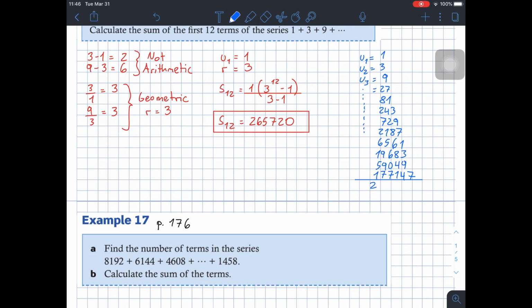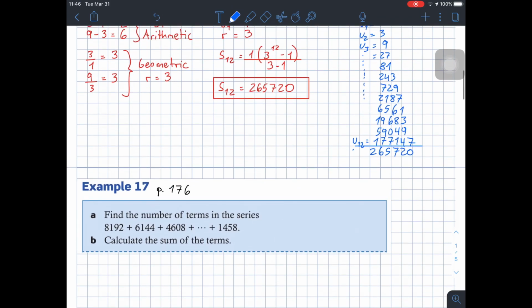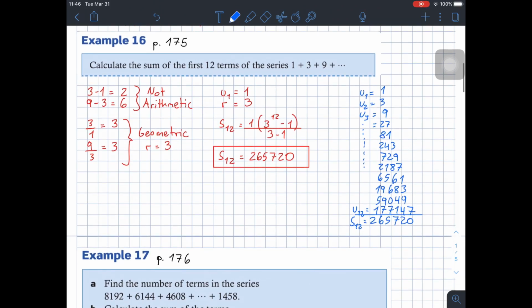Okay, 265,720. So S12 equals that number over there. Okay, so that's it for the first example.